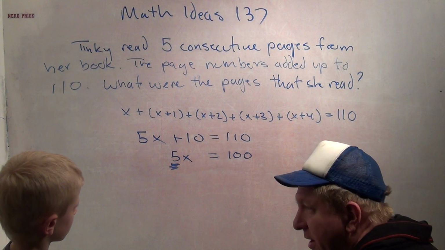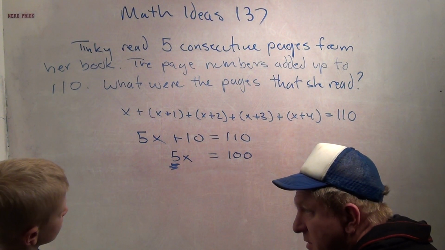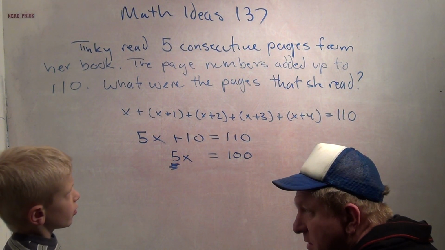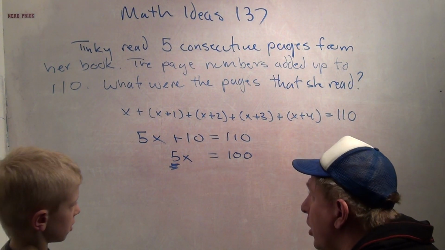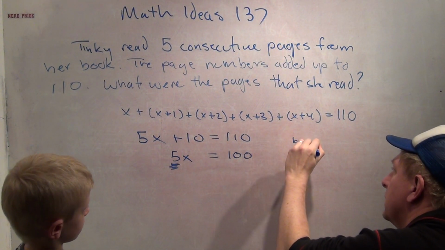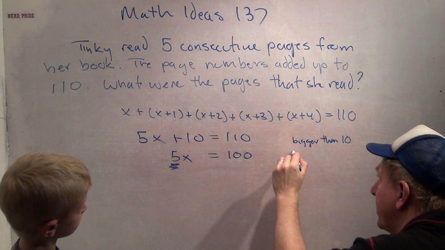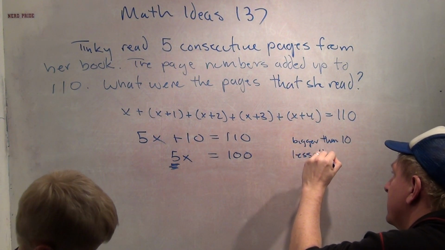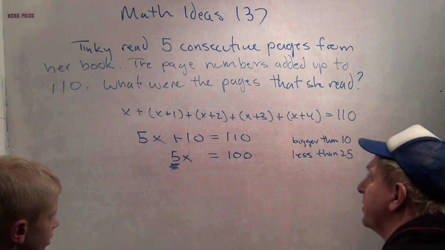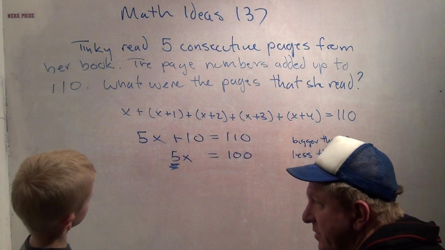What would be a good number to try? 25 times 4 is equal. Oh, that's good. So it's got to be bigger than 10, and because 25 times 4 is 100, it's got to be less than 25. So what number do you want to try? Bigger than 10 and less than 25.